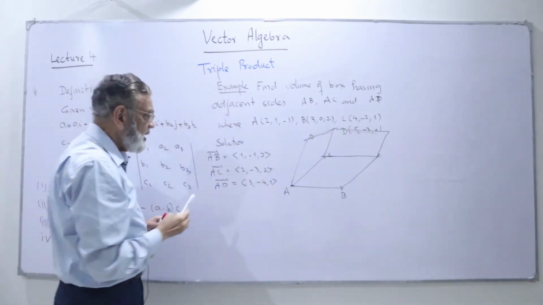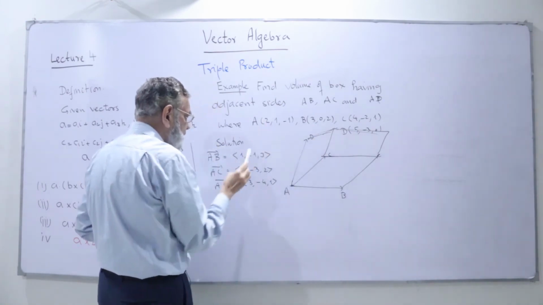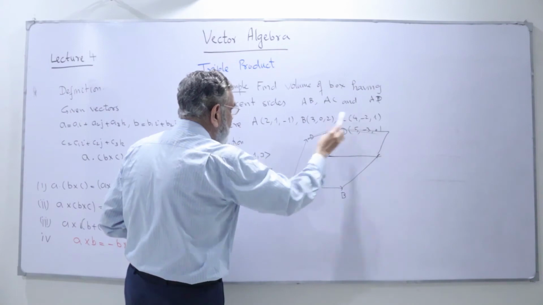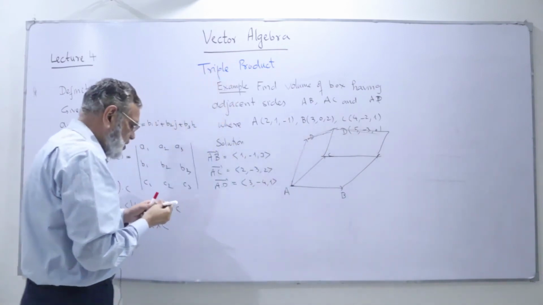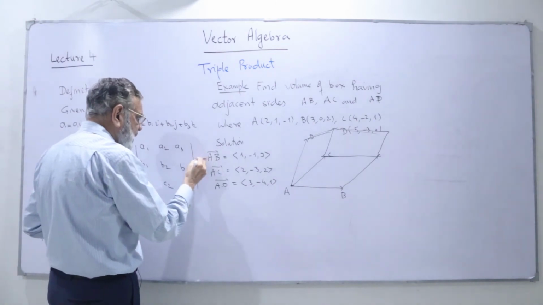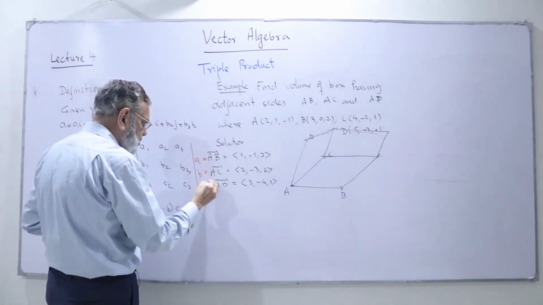5 minus 2 is 3, minus 3 minus 1 is minus 4, and 0 minus 1 is plus 1. So this is my vector A. I can define this one. This is my vector A, and this is my vector B, and this is my vector C.